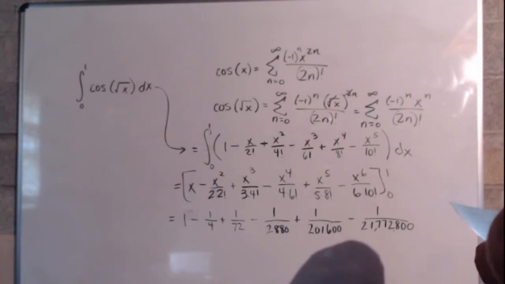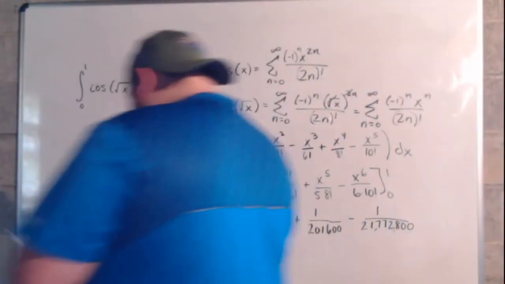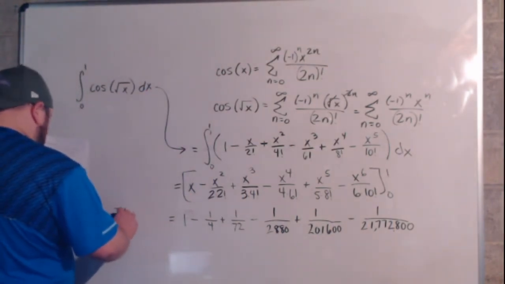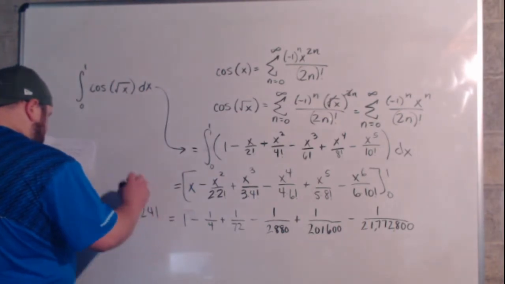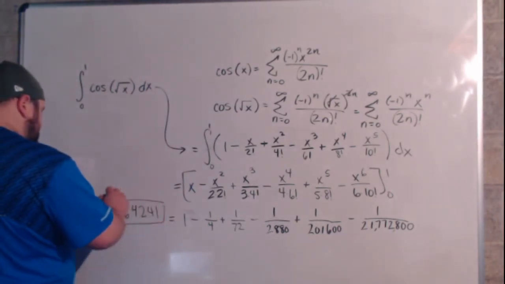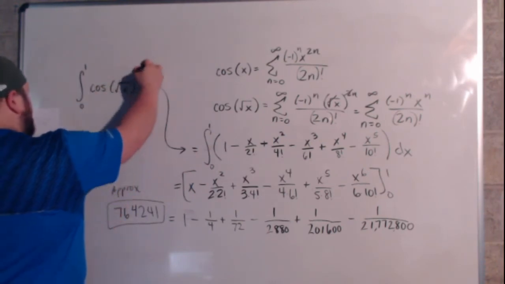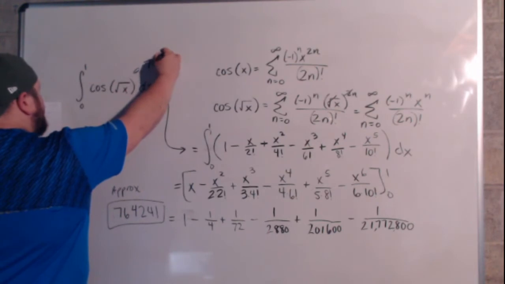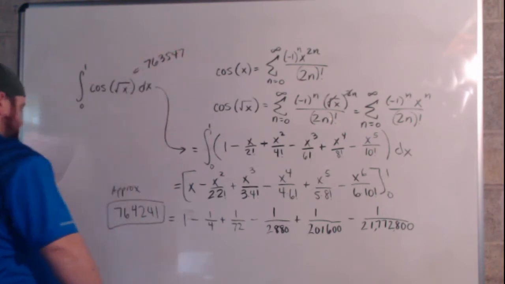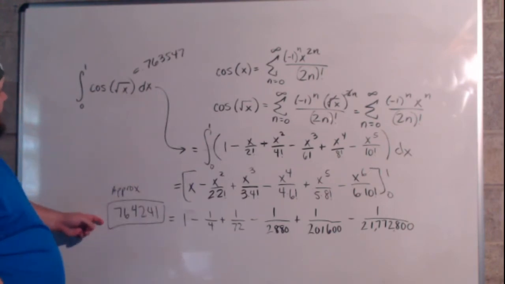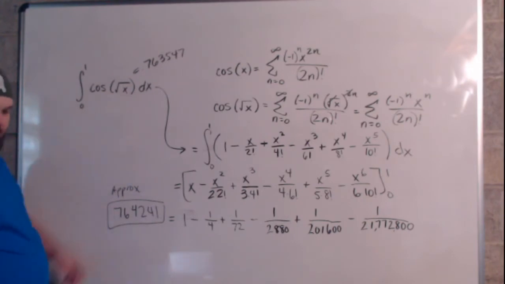So we'd have to add up all those, and I've already done that. Please check my answer. I get 0.764241 for the approximation. And if I were to plug this into the FNINT function, I get 0.763547. So not so bad, considering that integral is something that we're not too familiar with, right?